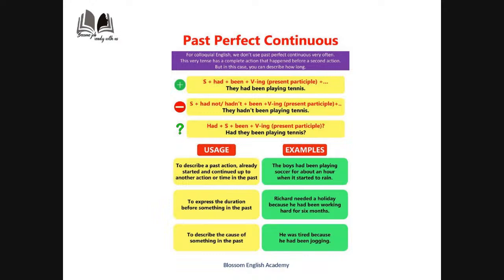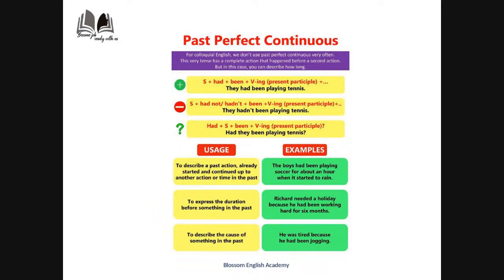And for negative sentences, it is quite simple. You just introduce not in front of your been, between your had and been, which is: she had not been playing tennis, or they had not been playing tennis. And in order to form a question, you just have to swap places for the had and the subject. You put had in front of the subject and you have your question form: Had they been playing tennis?